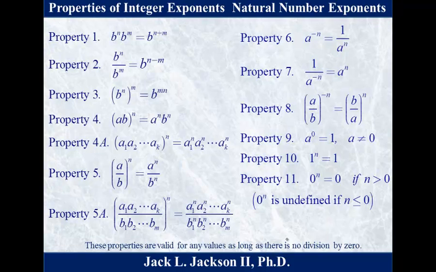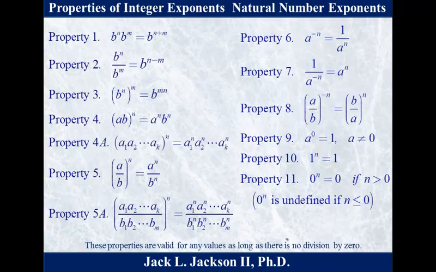There are a few exceptions, and some of those exceptions are listed. For example, a to the 0 is 1 except when a is 0. 0 to the n is 0, but only for positive n. And all the rest of them are valid for anything except we can't have any division by 0. Okay? So as long as you're not having division by 0, these should work.